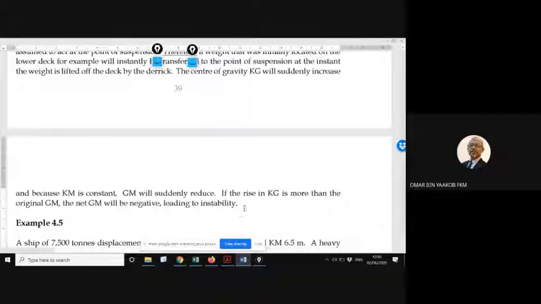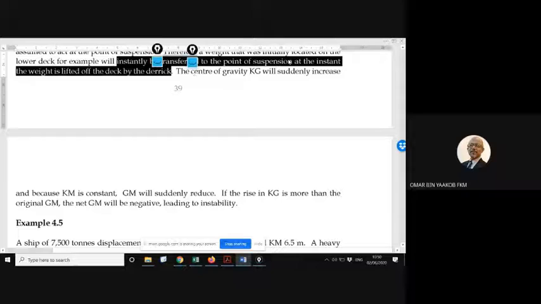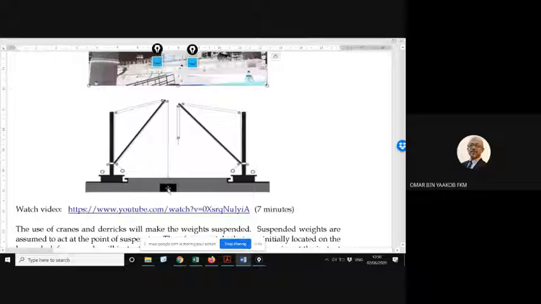So you can read this. What happens is, if a weight is being lifted, for example the weight is on the deck and the ship crane, which is high up, is lifting it, then when the weight is lifted from the deck, it is as if the weight is suddenly transferred to the point of suspension. So if this is the derrick on board the ship, and it is lifting from the bottom of the hold here, then it is as if the weight is here at this point, going up very fast, so G will also move very fast.